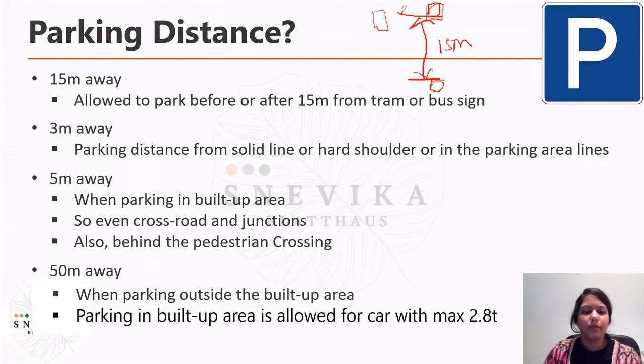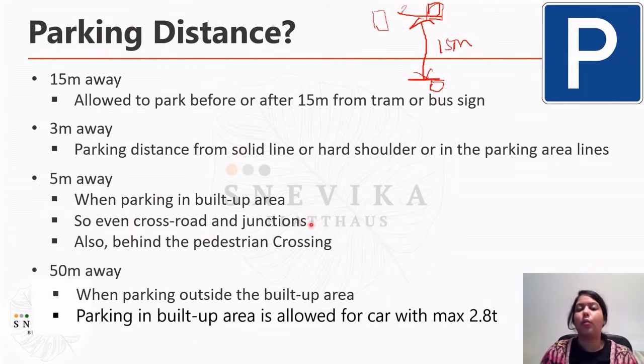Next, if there is a hard shoulder line, or in the parking area there are some solid lines like this, how much distance should you leave from that solid line? That is 3 meters away. You should keep this in mind. Now, in a built-up area: when you hear the words built-up area in your question, the distance is always 5 meters. Built-up area also applies to crossroads or junctions.